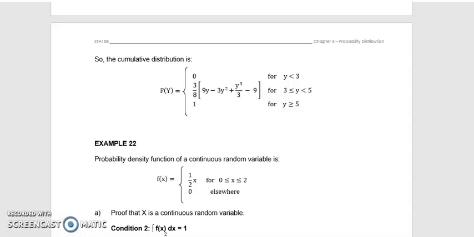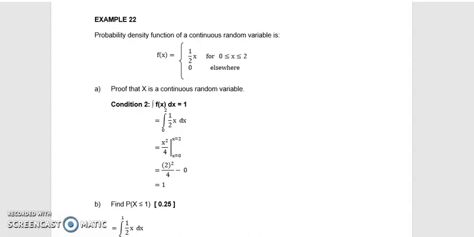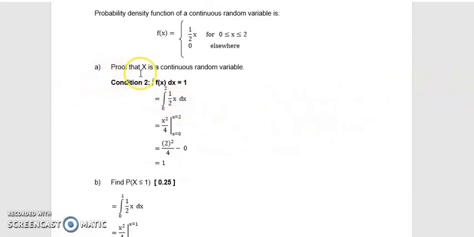Okay, for extra understanding and for extra exercise, let's look at another example here. Example 22. Okay, the probability density function of a continuous random variable is fx equal to half x for x greater equal to 0 and less than 2, and 0 elsewhere. Okay, for question A and question B, I think this one no problem. Okay, so A, prove that x is a continuous random variable.